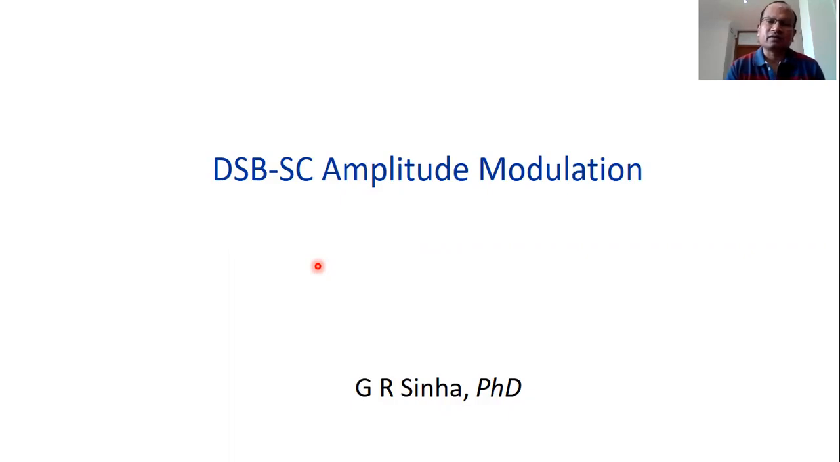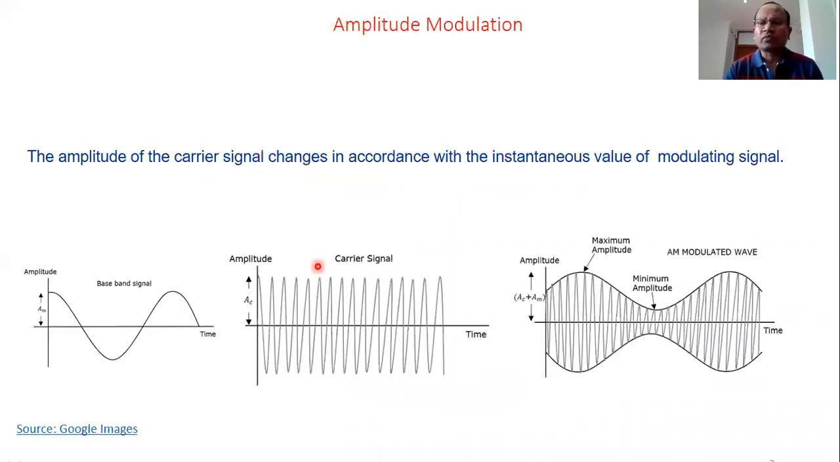And there are different types of amplitude modulation: DSB-SC, DSB full carrier, SSB-SC, SSB full carrier. So in this lecture, we will be talking about DSB-SC, that is double sideband suppressed carrier. So let's begin again with the basics, that is amplitude modulation.